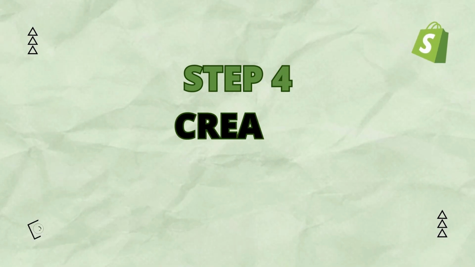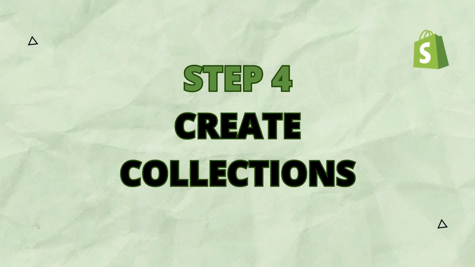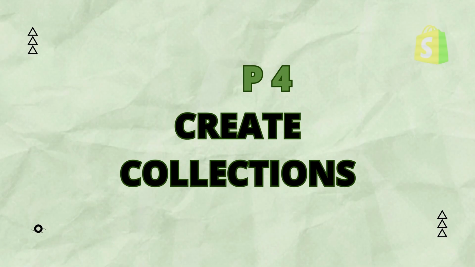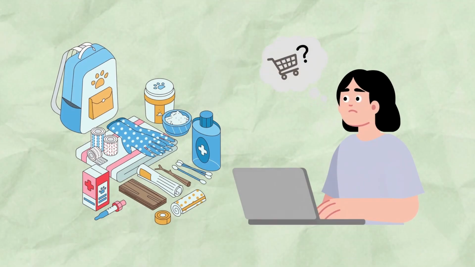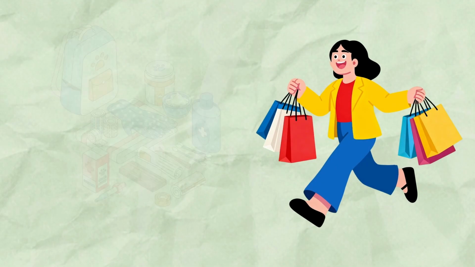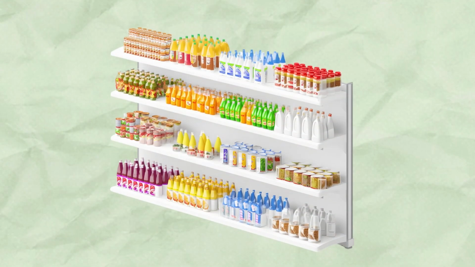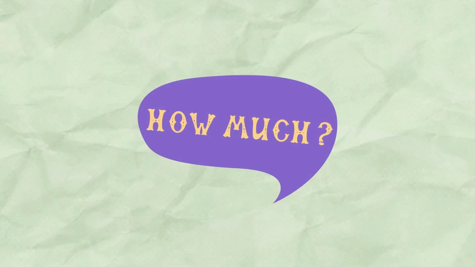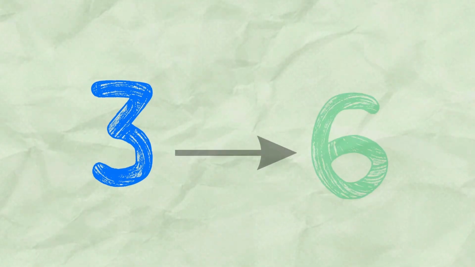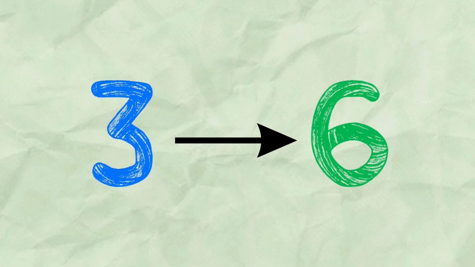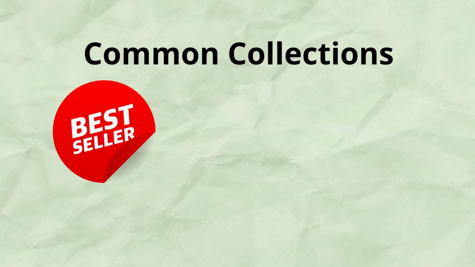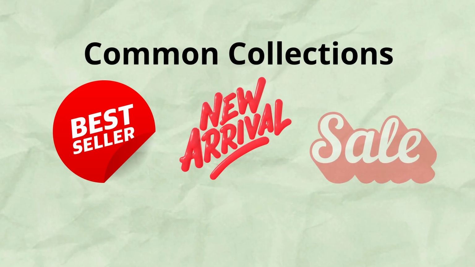Step 4. Create collections. And now let's organize your products using collections. Collections are simply groups of products that make it easier for customers to browse your store. Instead of showing everything in one place, you can separate products into clear categories. You don't need too many collections to start. For most beginner stores, around 3 to 6 collections is more than enough to keep things clean and easy to navigate. Some common collections you can create include bestsellers, new arrivals, and on sale.